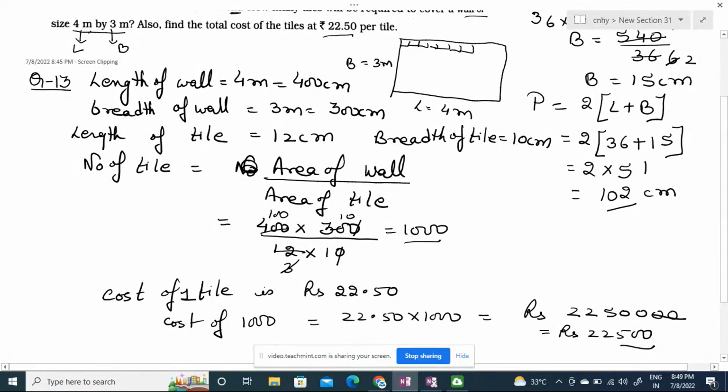Just note it down. Yes, I have not noted it. I was solving the question. Very good.